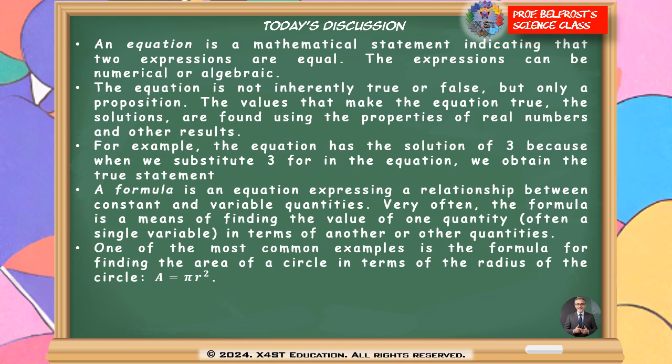Now, a formula. What's a formula? A formula is basically an equation expressing a relationship between constant and variable quantities. Very often a formula is a means of finding the value of one quantity, a single variable, in terms of another or other quantities. One of the most common examples, the easiest one, is the formula for finding the area of a circle in terms of its radius: A equals pi times r squared. Very easy, right?